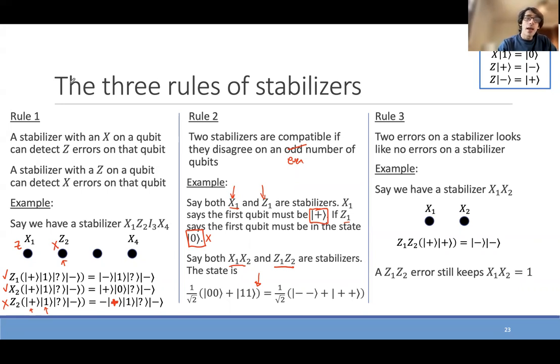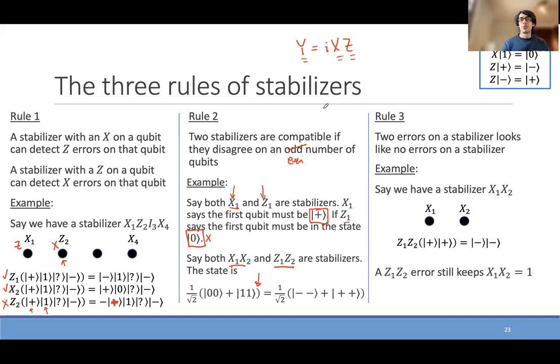In the case of the Y operator, the reason you can correct Y errors is because the Y operator is just i times X times Z. So a Y error just looks like an X error and a Z error happening at the same time. Which means that if our code can correct Z errors and X errors, then it can figure out that a Y error happened by saying, oh, look, an X and a Z error happened on the same qubit.